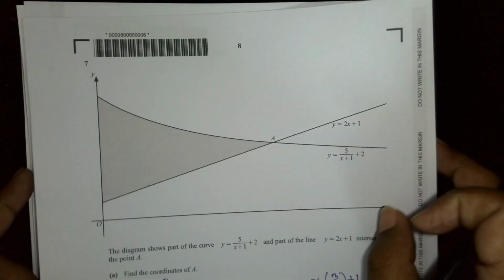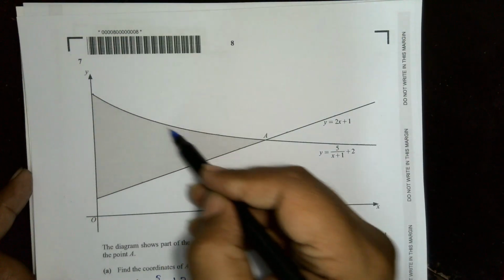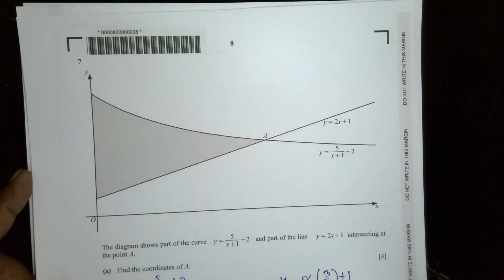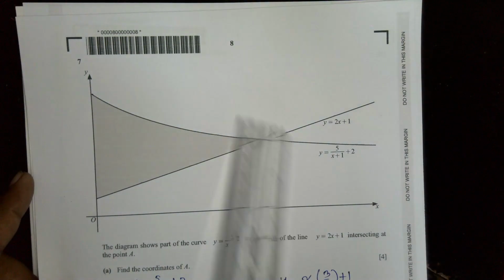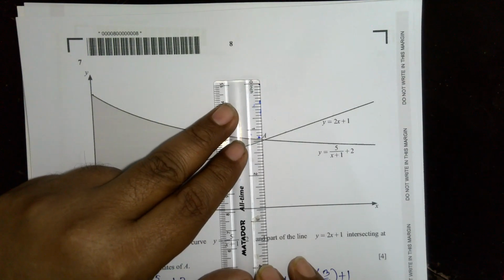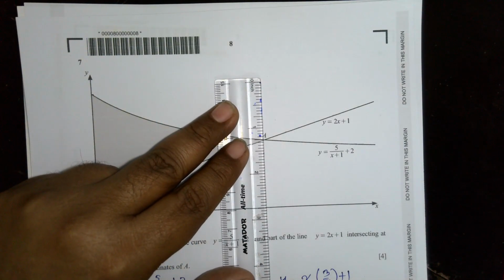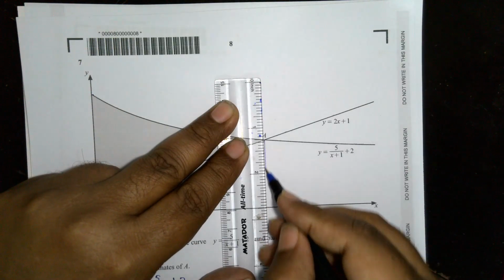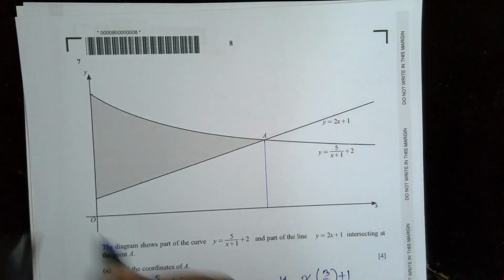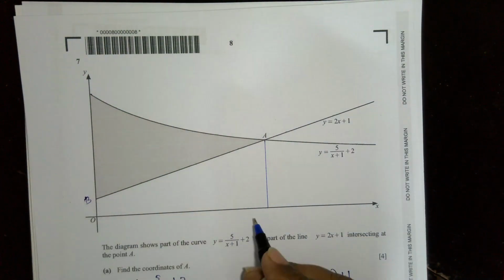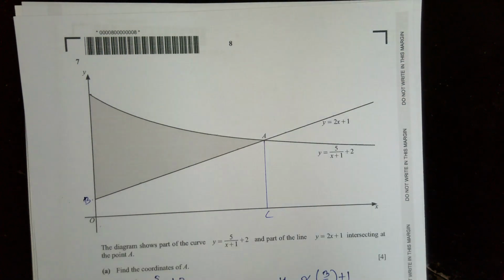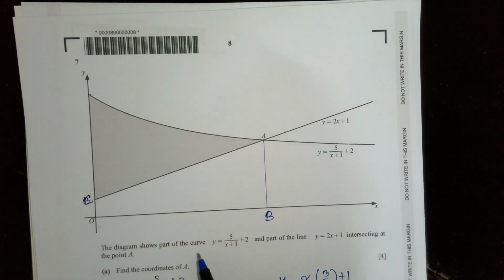Okay, so now let's plan. In order to find the area, the shaded area should be the area under the curve minus the trapezium here, right? Yes, sir. Minus the trapezium. If we draw a line from A to the x-axis, let's call this point B and this point C. So OBAC is the trapezium, right?